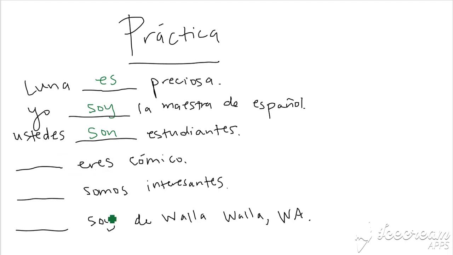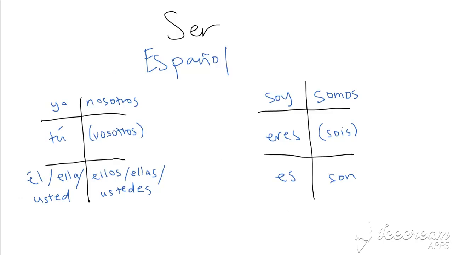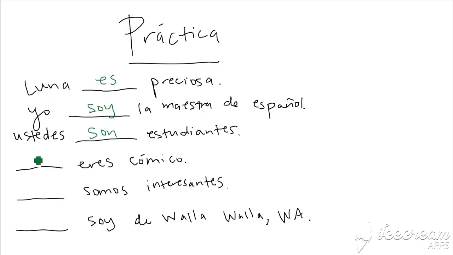And then here, if I already have the verb, I want to decide who the subject is. So eres is going to be the tú form of the verb. So tú with an accent. Eres cómico. You are comical or funny. Somos is going to be the us form, so nosotros, and we pretty much always do nosotros unless we for sure know that it's only girls. So nosotros somos interesantes, we are interesting. And then soy is going to be the I form, or the yo in Spanish form of the verb. Yo soy de Walla Walla, Washington. I am from Walla Walla, Washington, which is true.